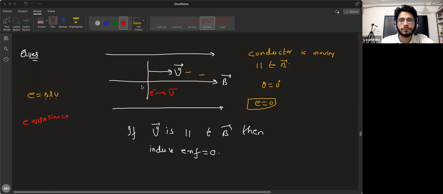So if it is anti-parallel, then again the same thing. If it is anti-parallel, that means again the angle is 180 degrees, sine 180 is zero. Yes, sir.